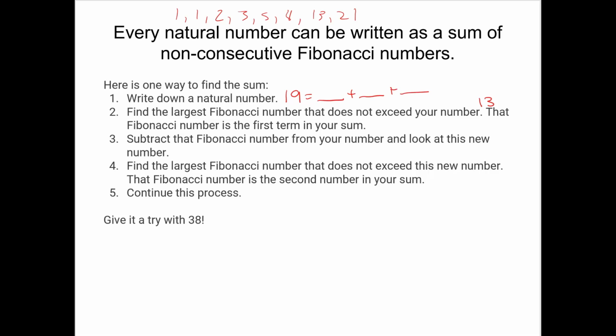So we don't know how big the sum is, but we know that 13 is going to be the first number. Now, subtract that Fibonacci number from your number. So 19 minus 13 gives me 6. Find the largest Fibonacci that does not exceed 6. Okay, that's 5, the next number in my sum. Then I subtract: 6 minus 5 gives me 1. The largest Fibonacci is actually 1. So go ahead and give it a try with the number 38. Press play when you're ready to see the solution.